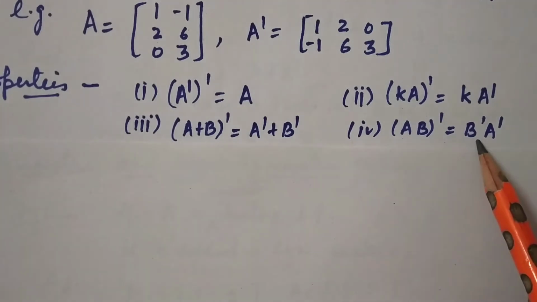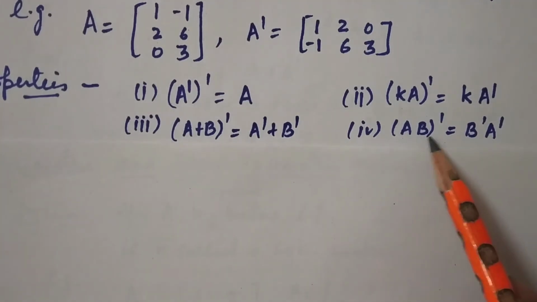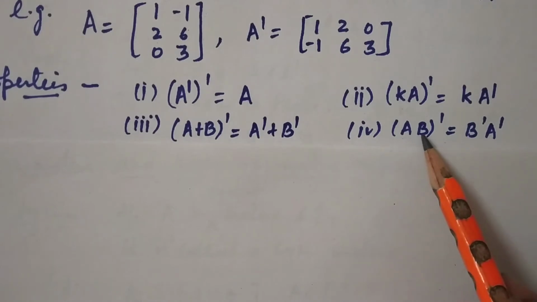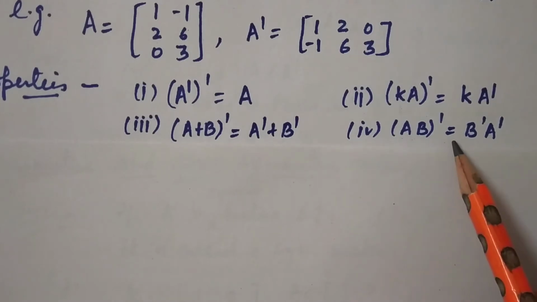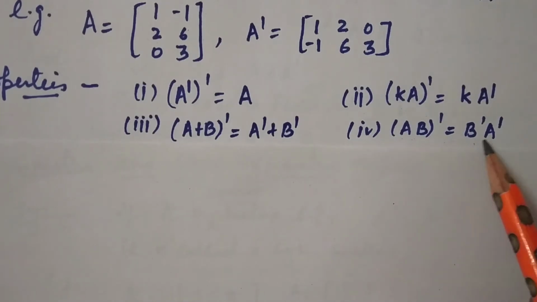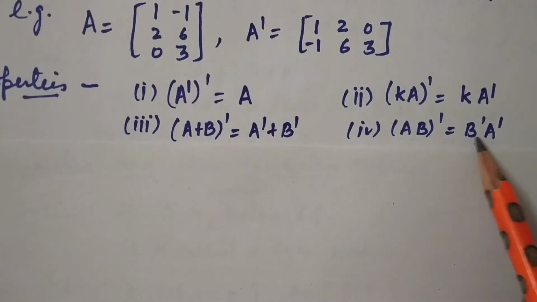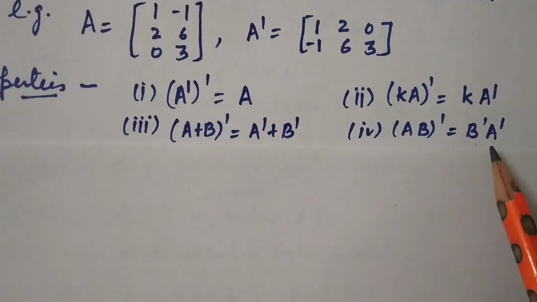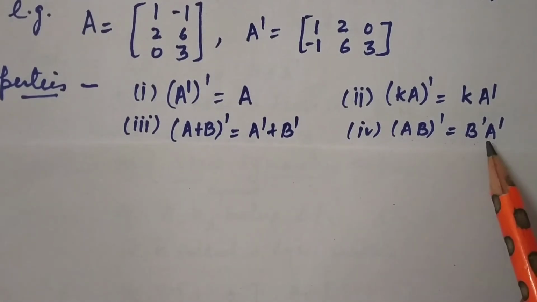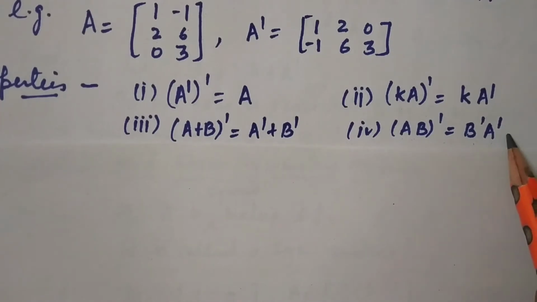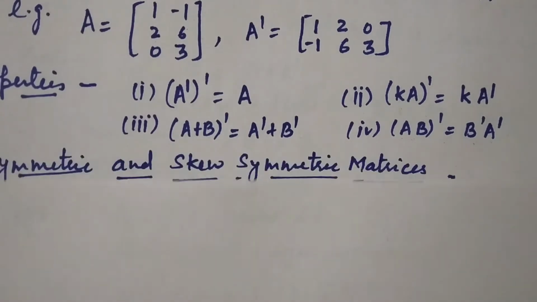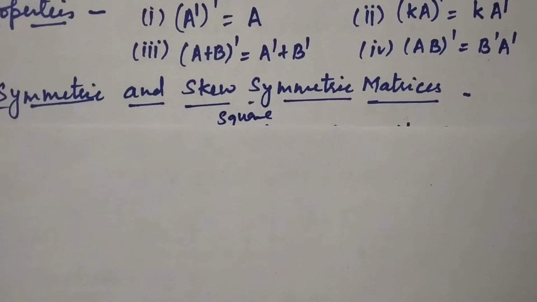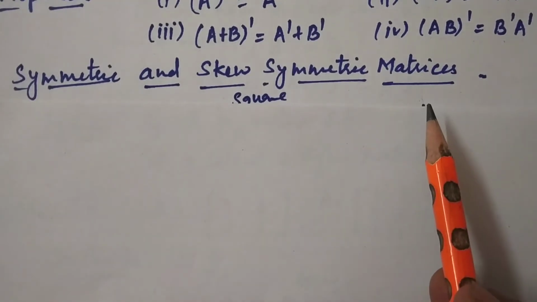Now this is the most important property here, and this is (AB) transpose. If we are finding the transpose of the product of two matrices, it is equal to transpose of second into transpose of first. Here we can see that we already know that there is a difference between the AB product and the BA product. So (AB) whole transpose is equal to B transpose into A transpose, and sometimes you may have to prove this property also in the exam.